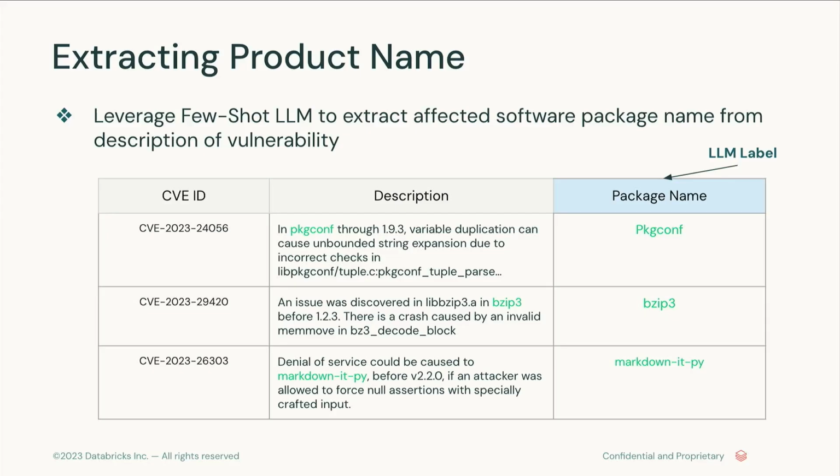So what we have seen is LLMs have been trained on this data before, or they have this knowledge, so they're able to identify that this is the library that's being affected, given a text, right? So it automatically says, oh, pkgconfig or bzip3 or markdown-it-py. So this is the one that is getting affected. That's what the CVE is talking about, right?